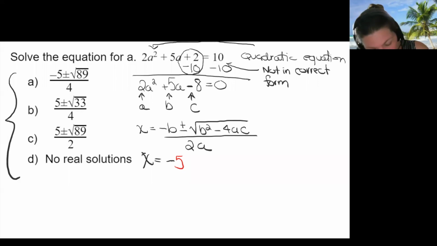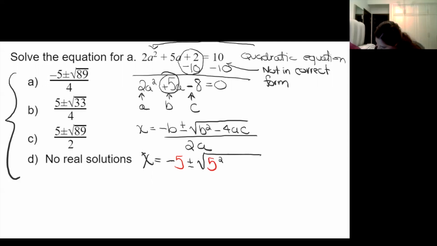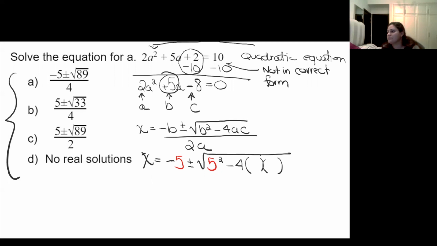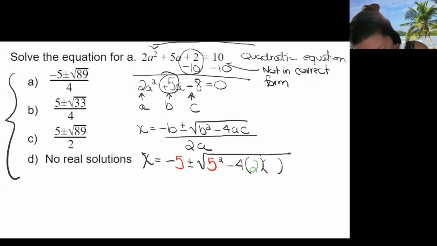And that's going to be adding or subtracting with the square root of b squared. What is b? 5. Good, 5. This time it's positive. -4 times a times c. What is my a and what is my c? 2 and -8. Good. 2 is my a and my c is -8. Beautiful. And the whole thing is supposed to be over 2 times a. And what did you say my a was? 2.